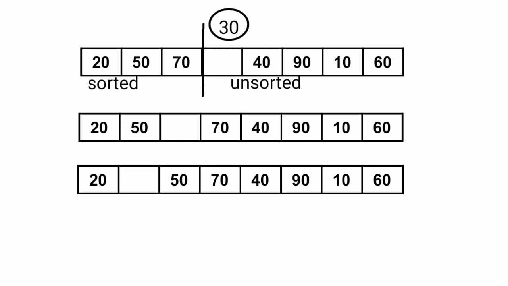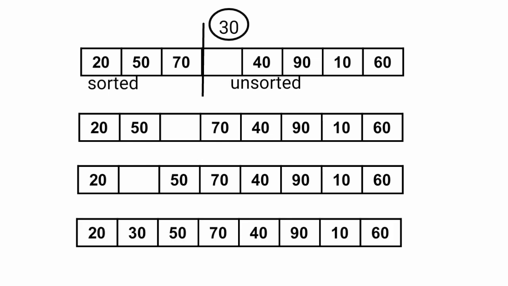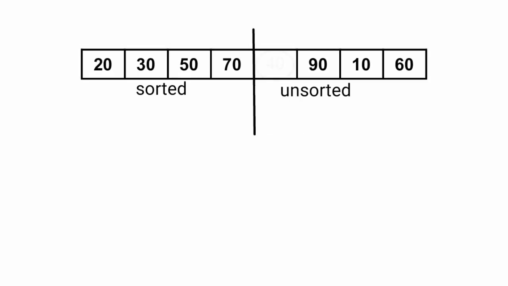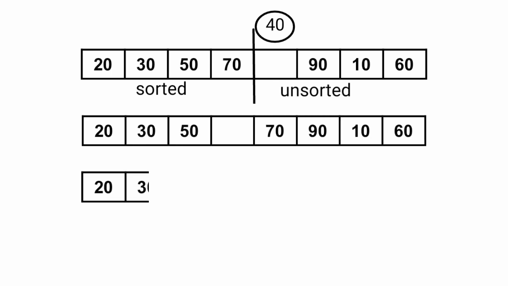Now compare 30 with 20, and since 20 is less than 30, there is no need to shift 20. And 30 can be inserted into the vacant position in the array. Now repeat the same steps to insert the first element of the unsorted section, 40, into the sorted section.